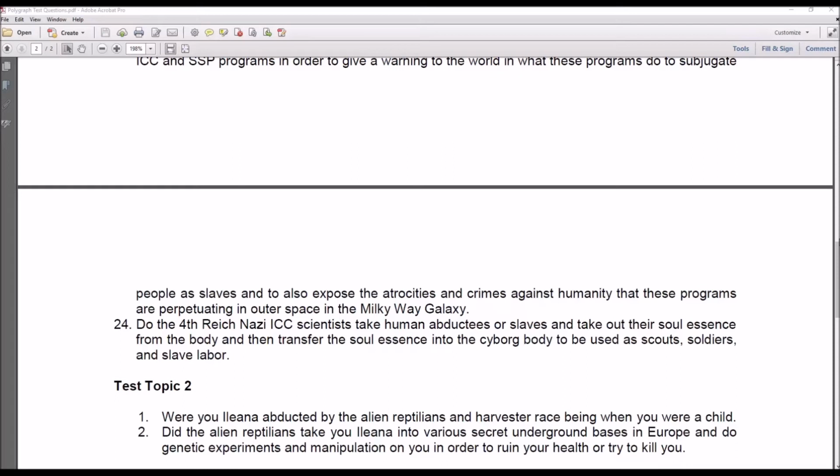Do the Fourth Reich Nazi ICC scientists take human abductees or slaves and take out their soul essence from the body and then transfer the soul essence into the cyborg body to be used as scouts, soldiers, and slave labor? Yes.